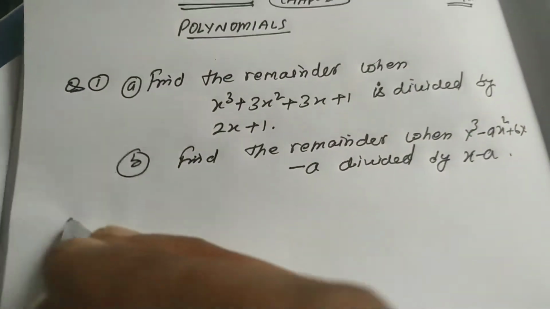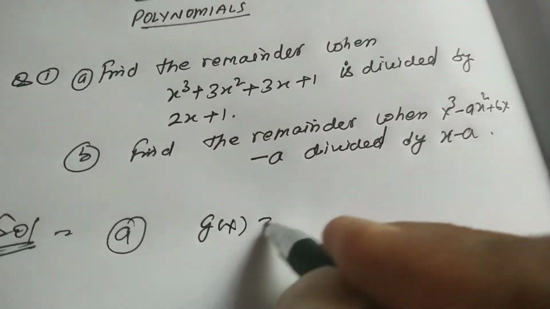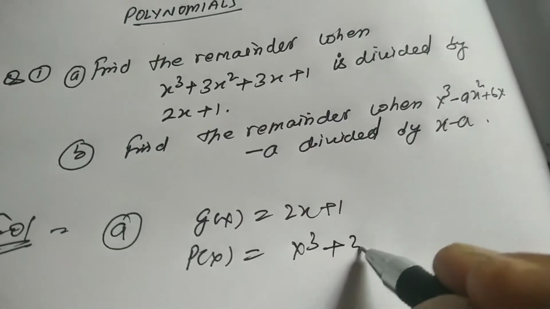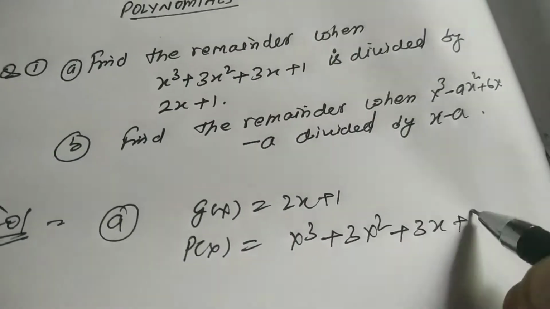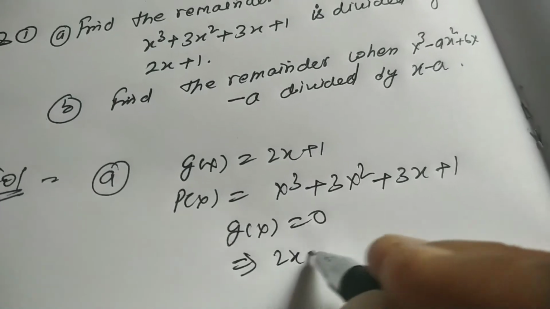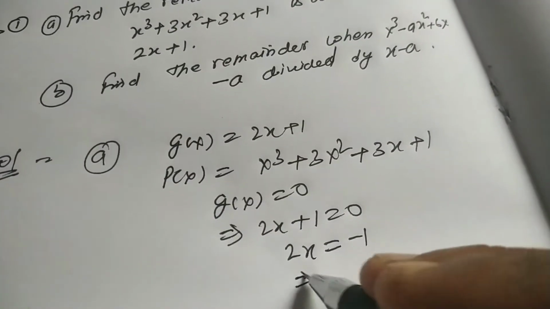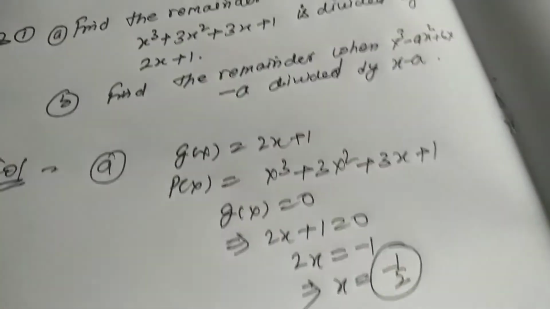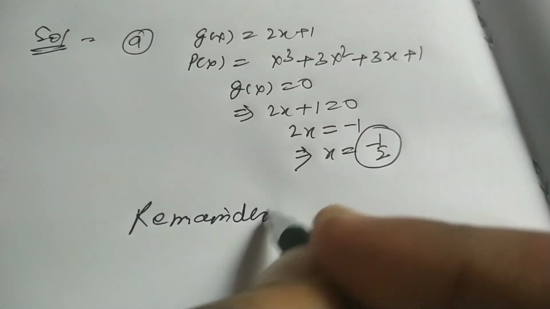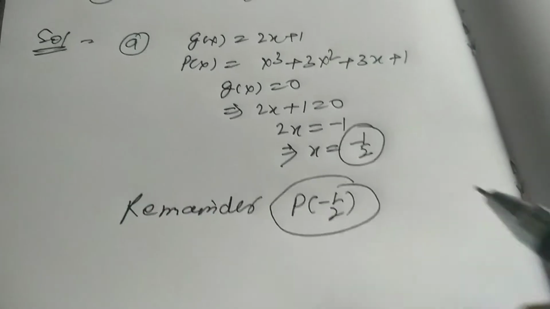Let's first solve it by the remainder theorem. Solution A. First we have g(x) is equal to 2x plus 1 and we have p(x) is equal to x cube plus 3x squared plus 3x plus 1. Put g(x) is equal to 0. So this implies that 2x plus 1 is equal to 0, and 2x is equal to minus 1, and this implies that x is equal to minus 1 by 2. And the remainder is p(minus 1 by 2).